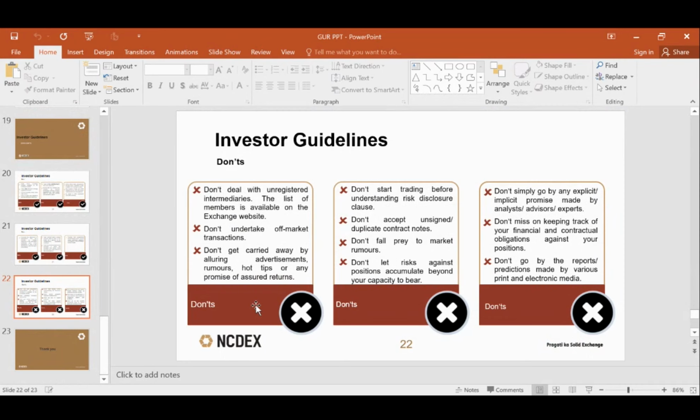Don't take off-market transactions, and don't believe the alluring advertisements which offer you assured returns, and don't start trading before understanding the risk disclosure clause. Don't accept unsigned duplicate contract notes. Don't fall prey to market rumors. Don't let risk against position accumulate beyond your capacity to bear, and don't simply go by any explicit promise made by an analyst or expert. One should always do their own research and then take an informed decision.